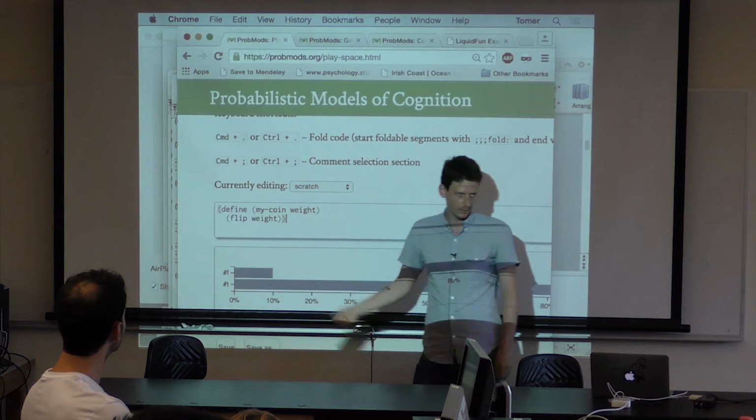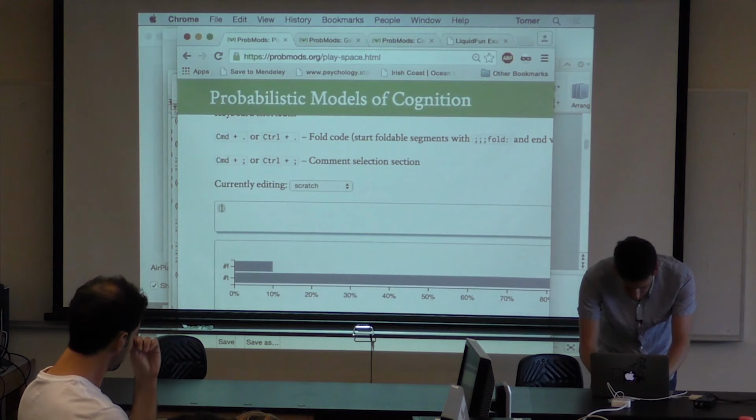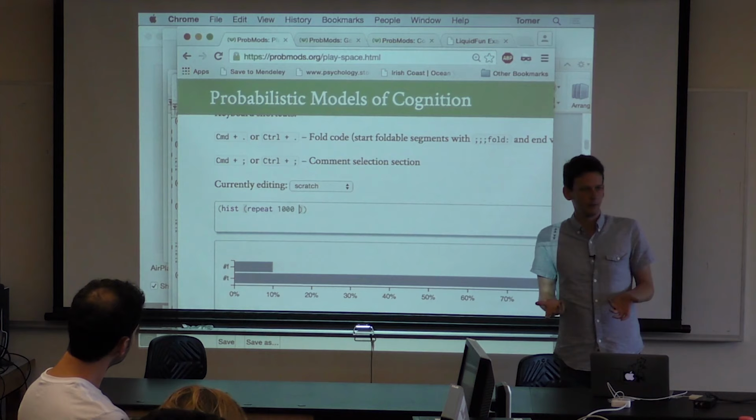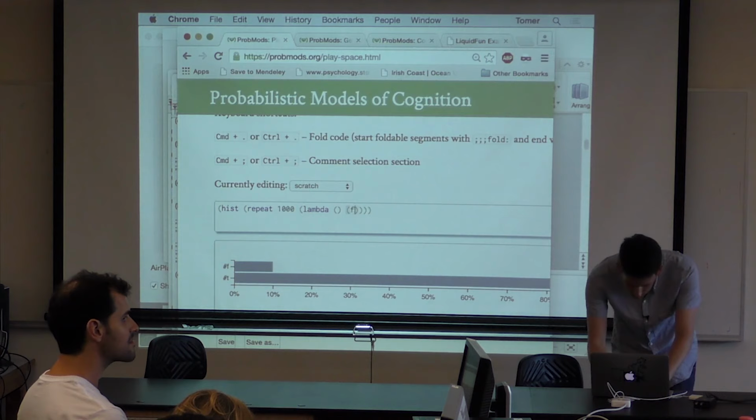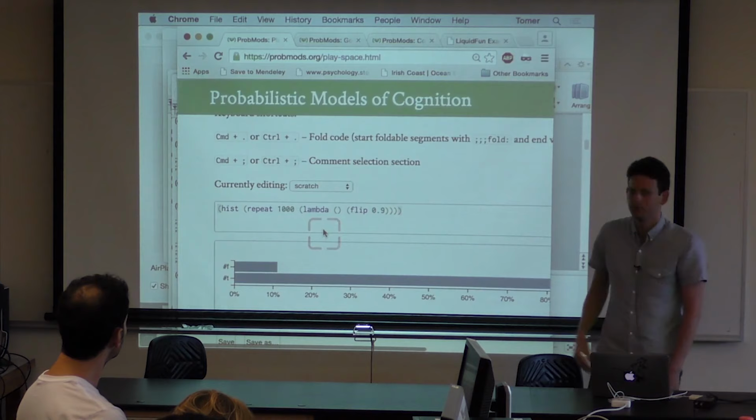And to answer Nori's question about how I would do that without having to define things, I would say something like hist, repeat, 1,000. Now, what do I want to repeat? I want to repeat some sort of procedure that samples things. So I'll call it lambda, an empty lambda. It doesn't take in any arguments. It's just a procedure. And what it does is it flips a coin 0.9. And if I run that, I'll get that. Yes? No? Okay, good.